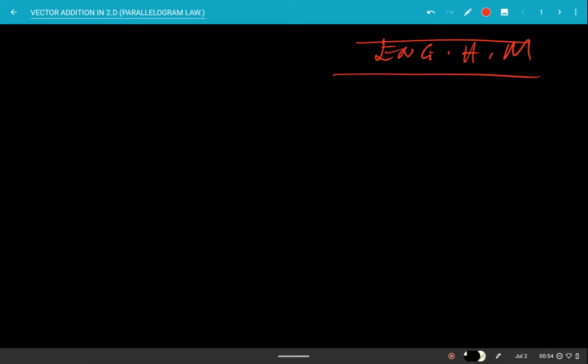So in this video we'll be looking at vector addition in 2D, that is applying the law of the parallelogram. Under the parallelogram law there are certain objectives that we have and we'll look at them.